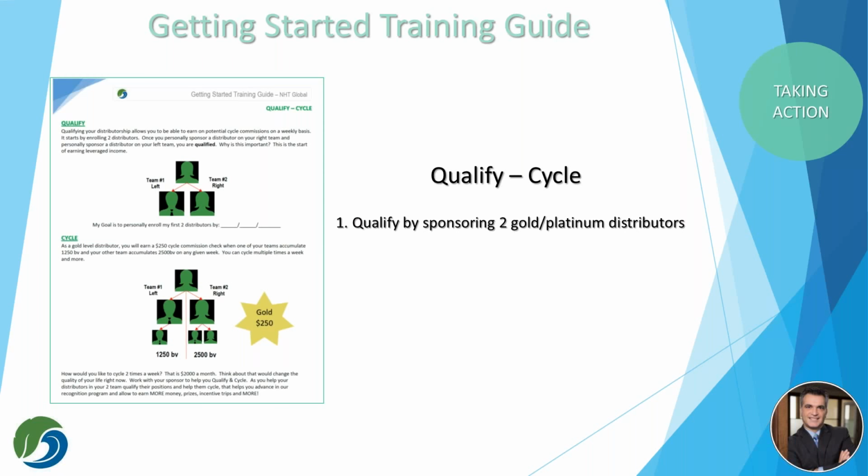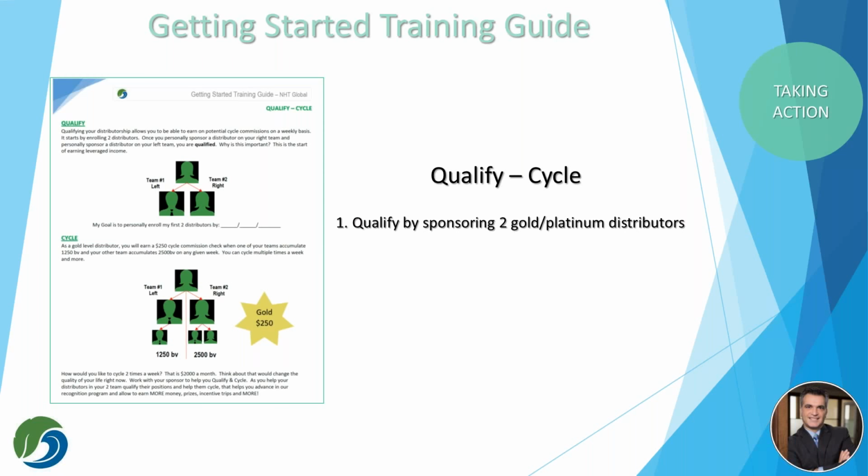Now, here's the best thing about it. With the same 2 people that qualified you as a distributor, you can cycle multiple times a week, because as we're helping the people we sponsor qualify their positions, meaning when they sponsor their 2 people, volume starts to accumulate. And our compensation plan pays you on volume. You don't have to worry about having a certain amount of people who have a certain amount of people, and having to do it by the end of the month. We don't do that here.